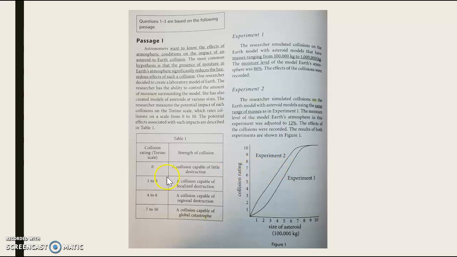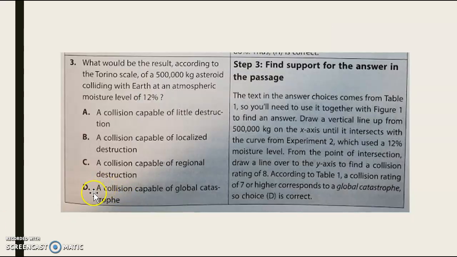So take this value of 7, look at it over here, 7. Looks like it would be a collision capable of a global catastrophe. So let's find our answer. Looks like D is our answer, a collision capable of a global catastrophe.